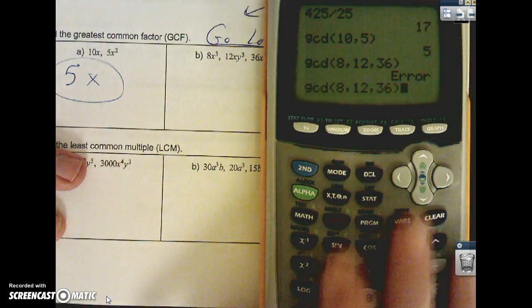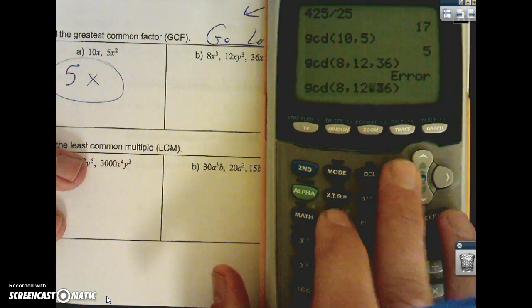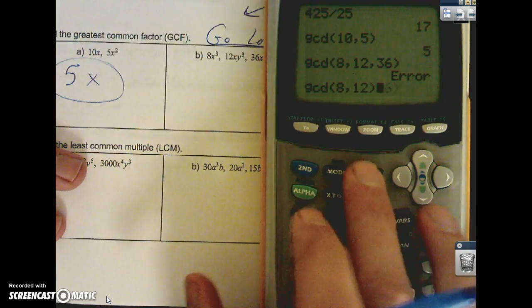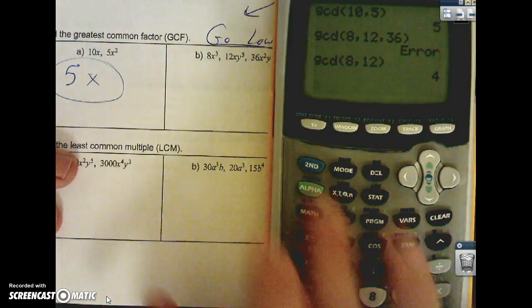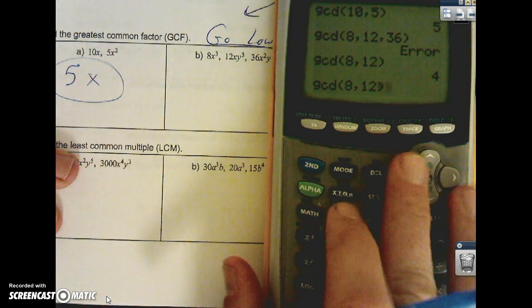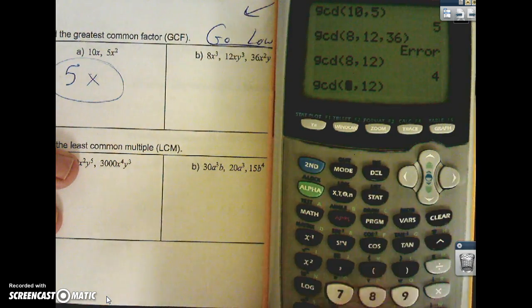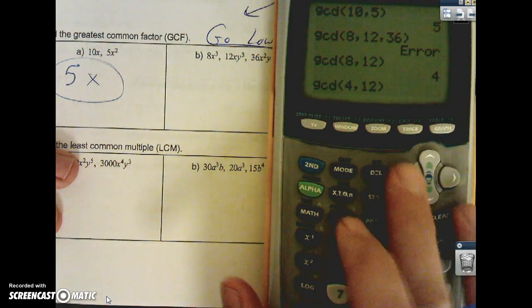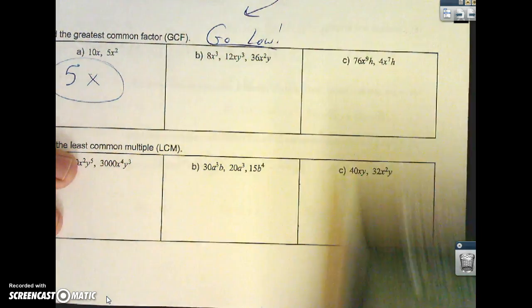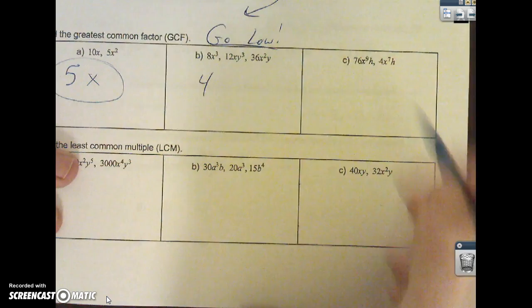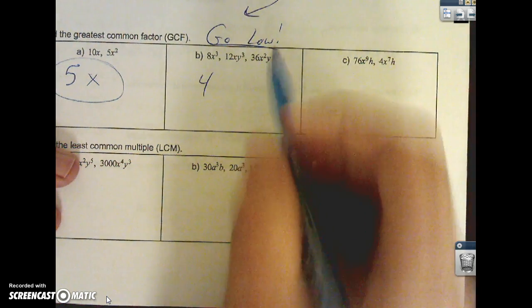So if you would like to, I can do 8 and 12 first, and I'm going to get the GCF between the two of them, 4. Then, if you want, you could take that answer, 4, and 36, and you'll find out your GCF is 4. If you would like to do that, by all means, your call. Everyone's in their own individual.